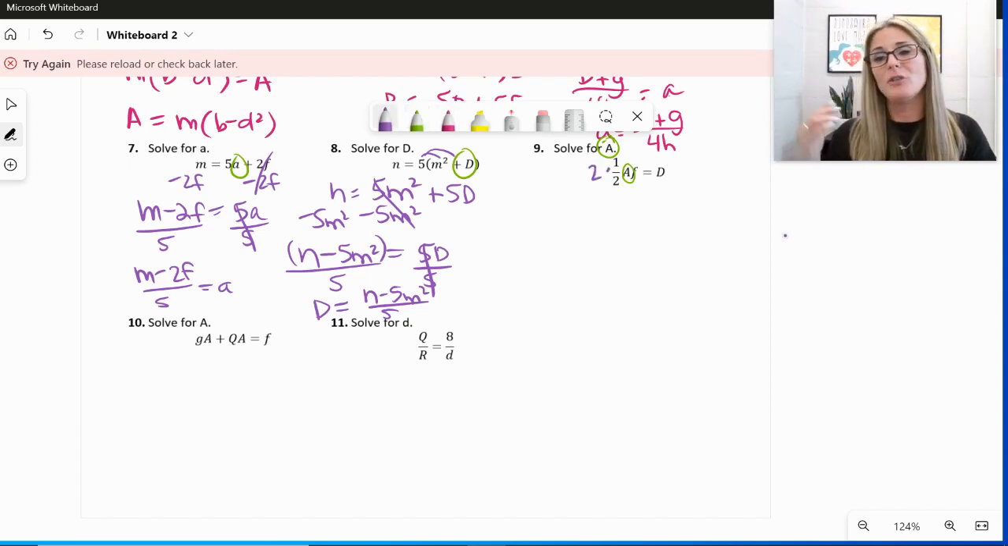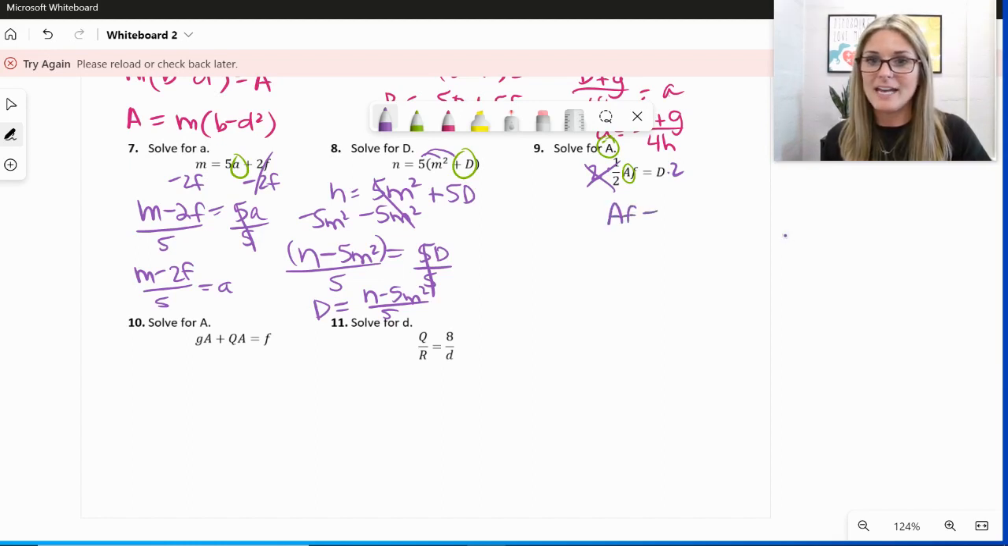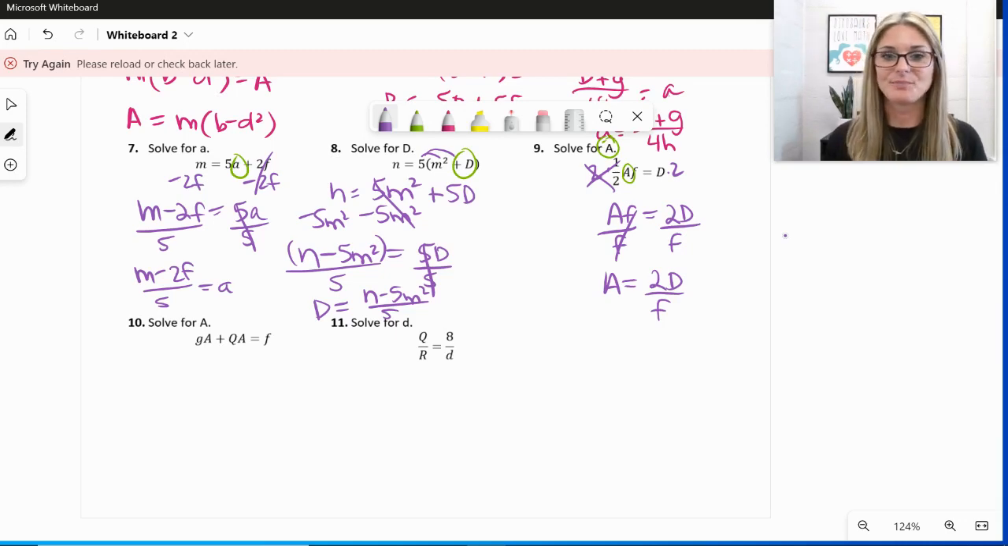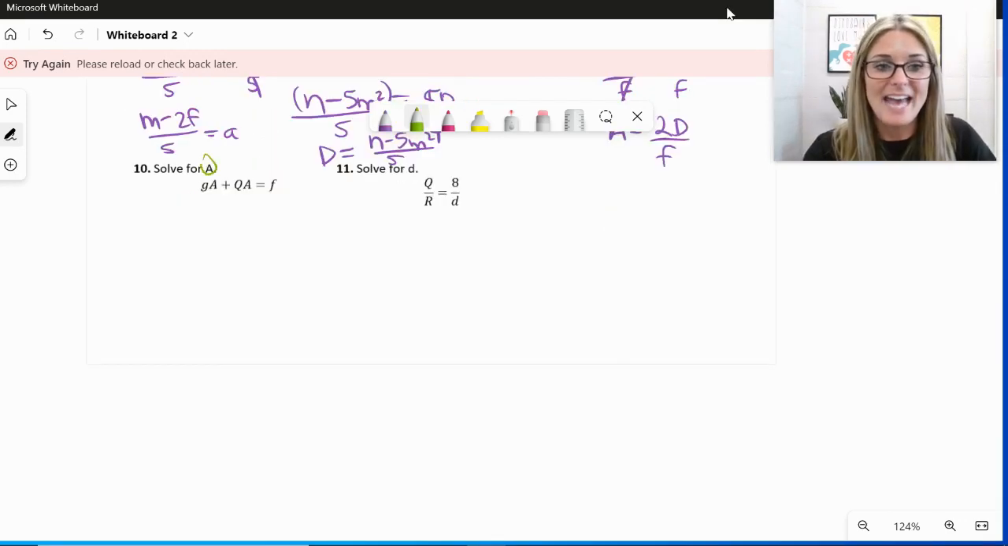We talked about that earlier. Don't divide a fraction by a fraction. Multiply by the reciprocal instead. So multiply both sides by 2. That'll get rid of that fraction issue, and we'll have AF equals 2D. It is customary in mathematics to write a numerical coefficient and then a letter, right? So that's why I wrote 2D. Finish getting A by itself, divide away that F. We'll have capital letter A equals 2D divided by F. Final answer. Number 10, solve for A.